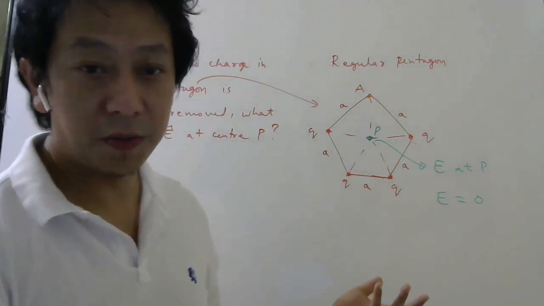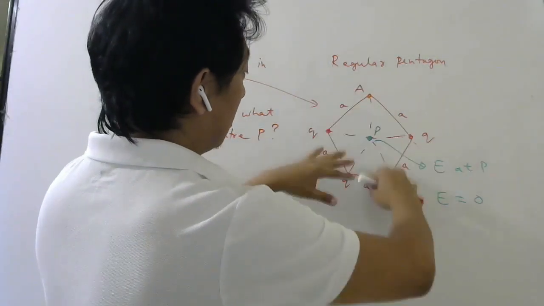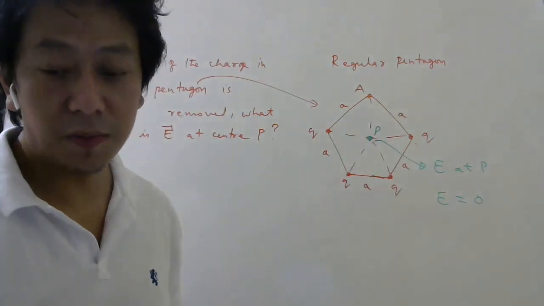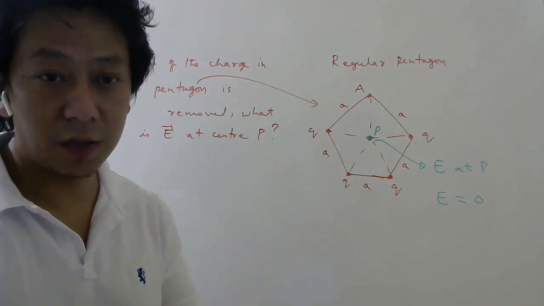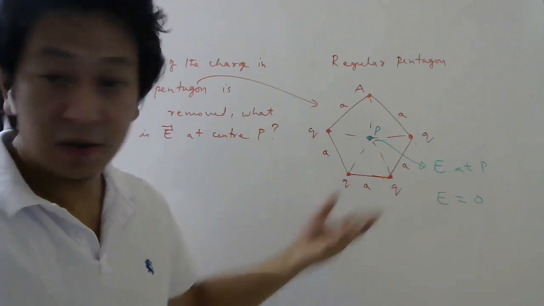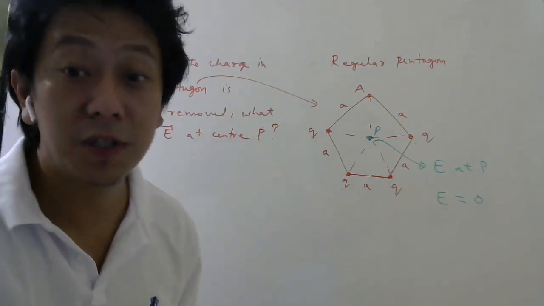No, now it will not be 0, because there are more charges here and there is no charge here to balance the forces, to balance the electric field. We are talking about electric field, not force. So what will be electric field now? Can I say 0? Now it cannot be 0. So now the question is how much it will be.